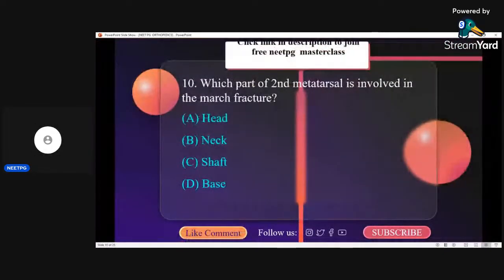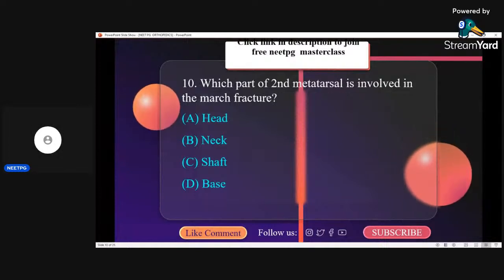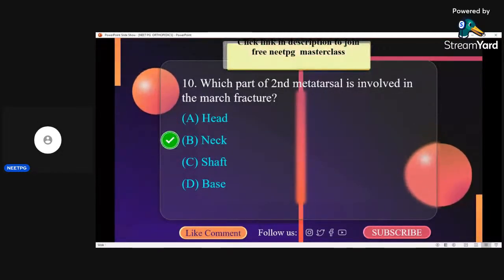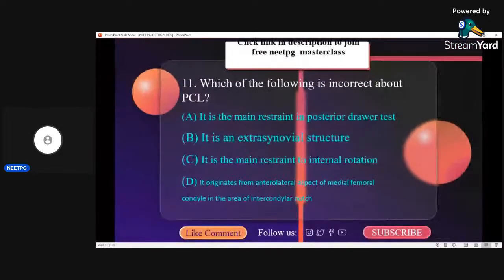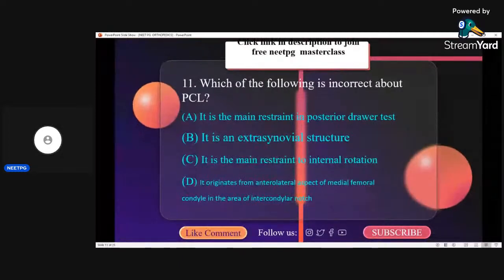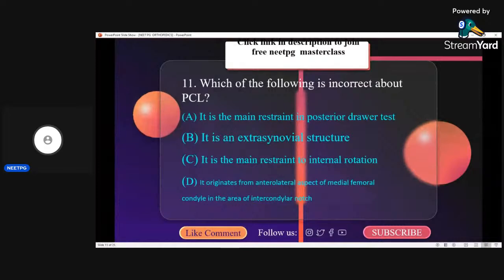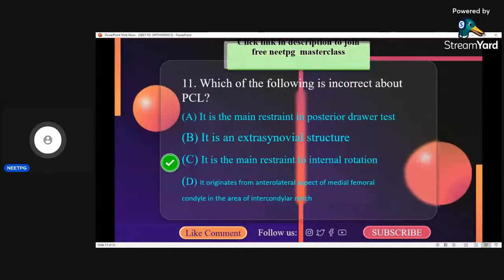Which part of the second metatarsal is involved in march fracture? It is the neck. Which of the following is incorrect about PCL? It is the main restraint in the posterior drawer test. It is an extra synovial structure. It is the main restraint to internal rotation. It originates from the anterior tibia. The correct option here is main restraint to internal rotation.